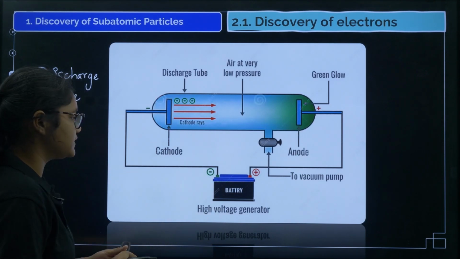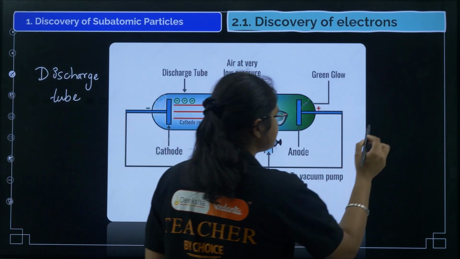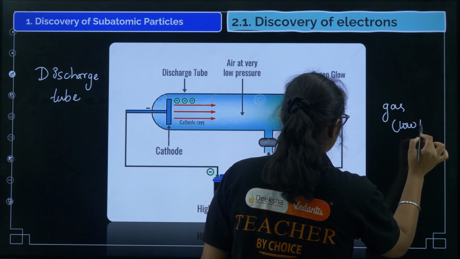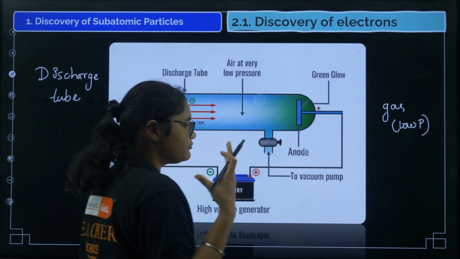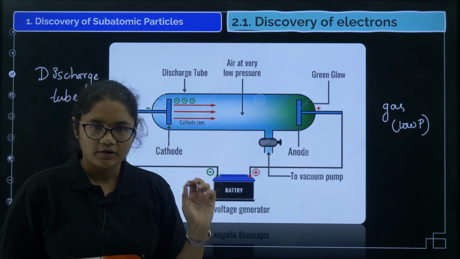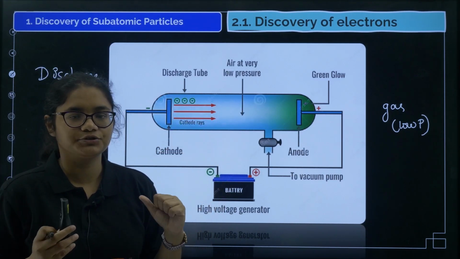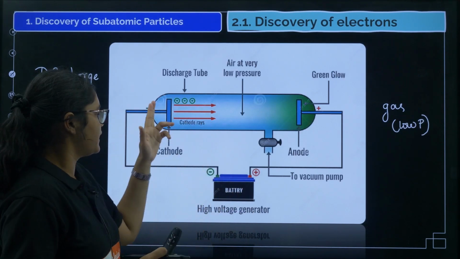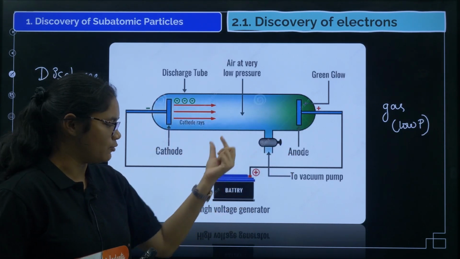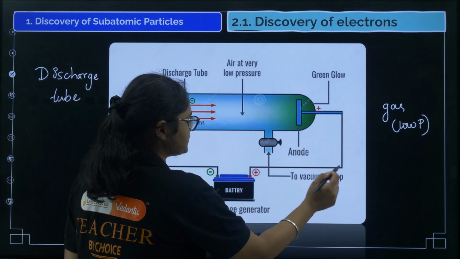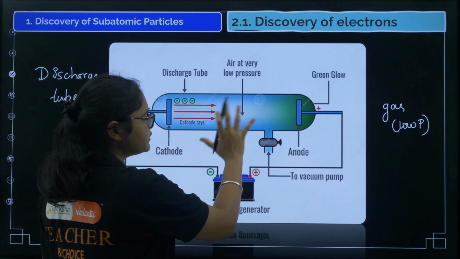And what is the thing that you should remember about the gas? The gas should be filled at low pressure, meaning a very small amount of gas particles should be there in this medium. That is clear. So what is a discharge tube? A cylindrical glass tube connected with a cathode and an anode, and a voltage is provided here, and there is a way in which you can pump the gases into the cylinder.